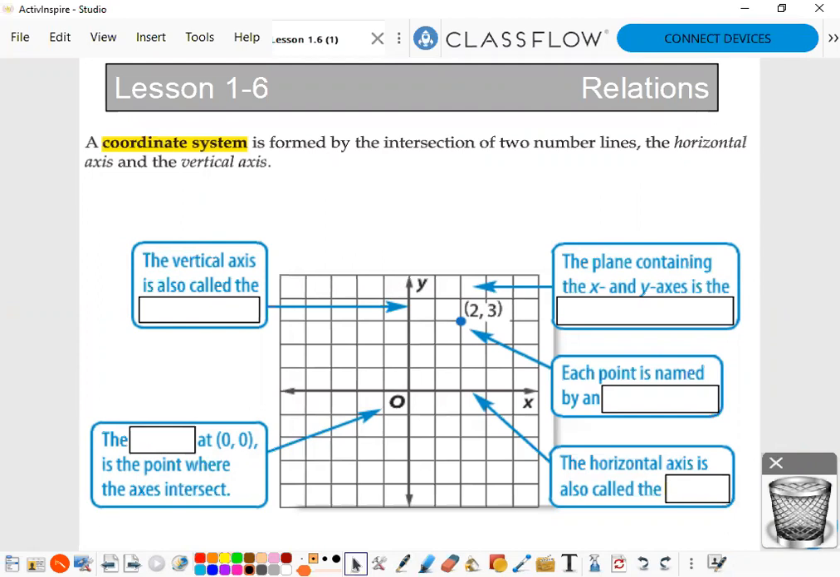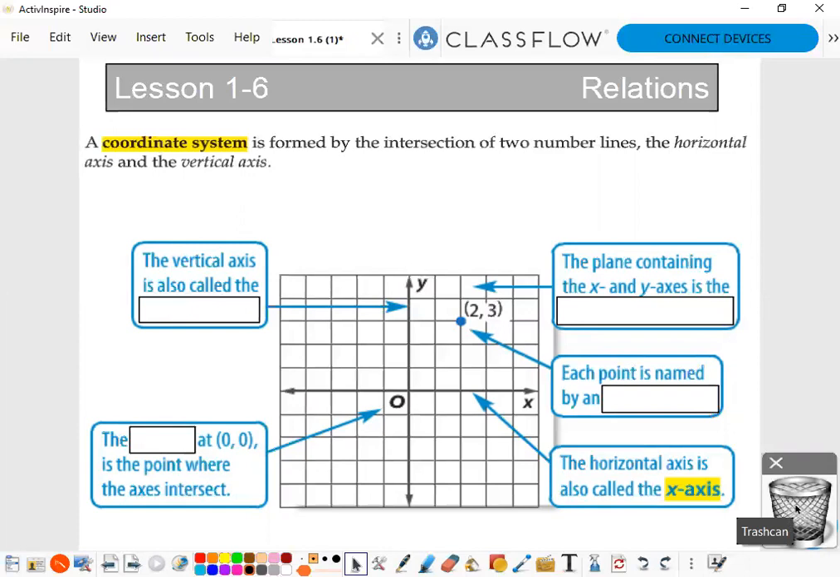Alright, so a coordinate system is formed by the intersection of two number lines, the horizontal axis and the vertical axis. So let's talk about those. I'm going to start here in the bottom right. The horizontal axis is also called the x-axis. You might have known that. That should sound pretty familiar. So that runs left to right across our graph there.